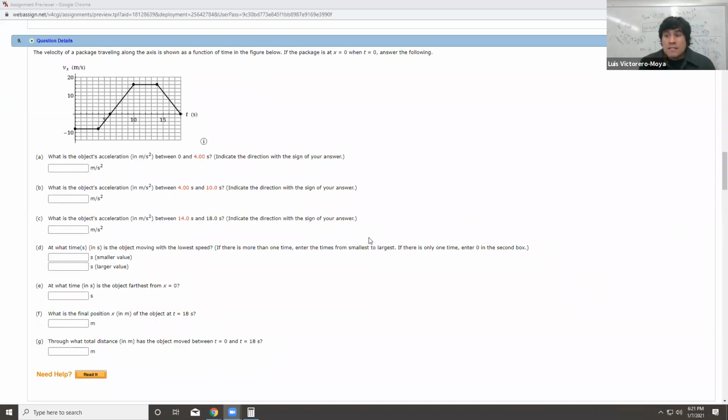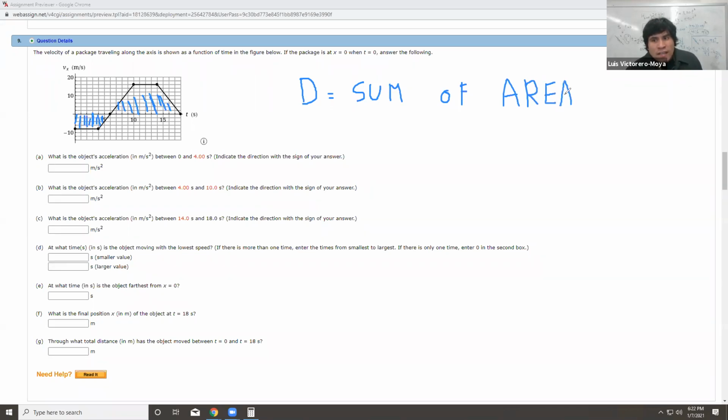How do you find the displacement and the distance? The area under the curve. But be careful though. You have 2 sections here. You have this section below the x-axis, or the time axis, and you have this. So if you were to find the area here and the area here, the distance will be the sum of the areas. The displacement will be the area on the top minus the area on the bottom, because technically the area here is negative.